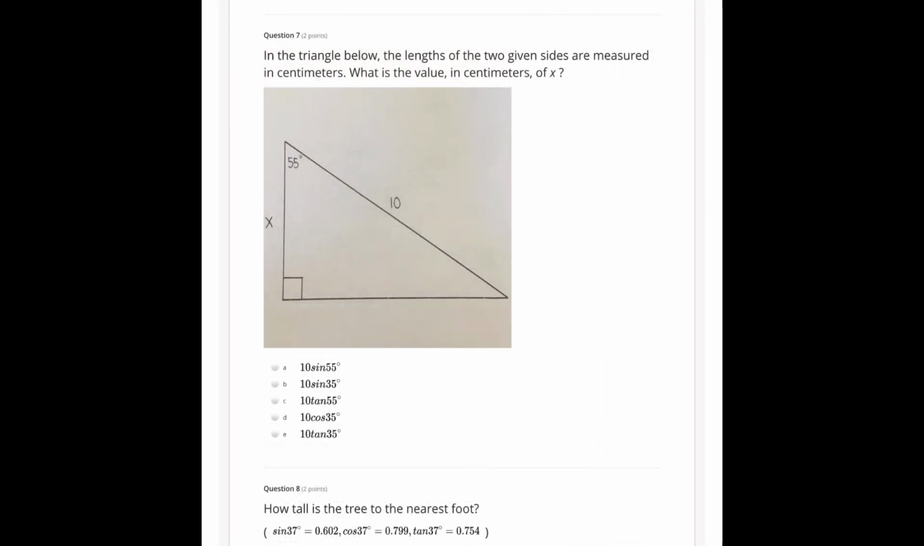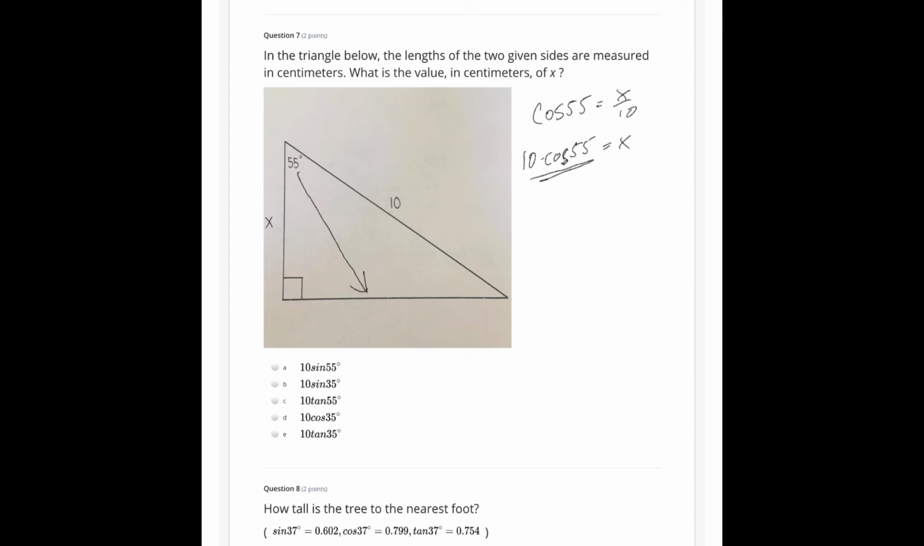All right, number 7 wants us to find x. So if we use 55 for theta, we're not using our opposite side, so we'd say cosine 55 equals x over 10, and x equals 10 times cosine 55. Well, if you'll notice, 10 times cosine 55 is not an answer choice. This is correct, but it's just not an answer choice.